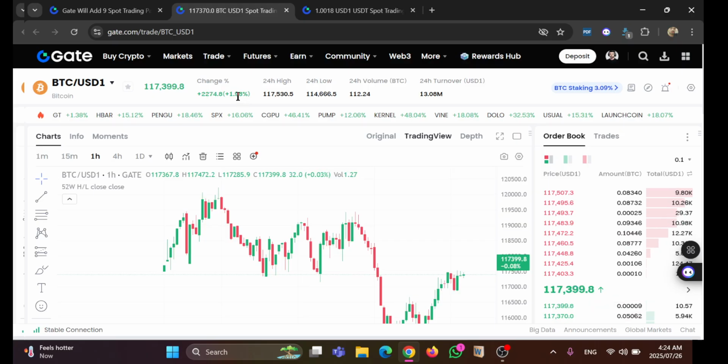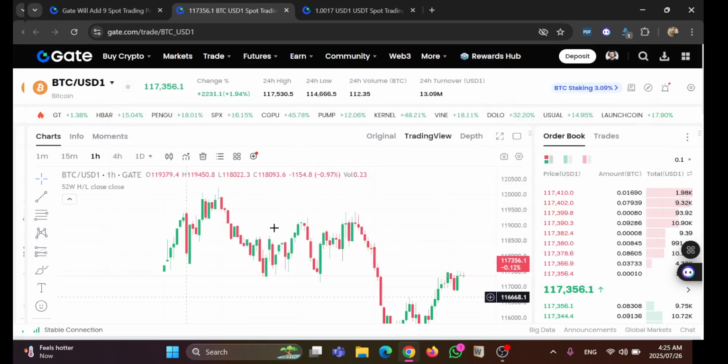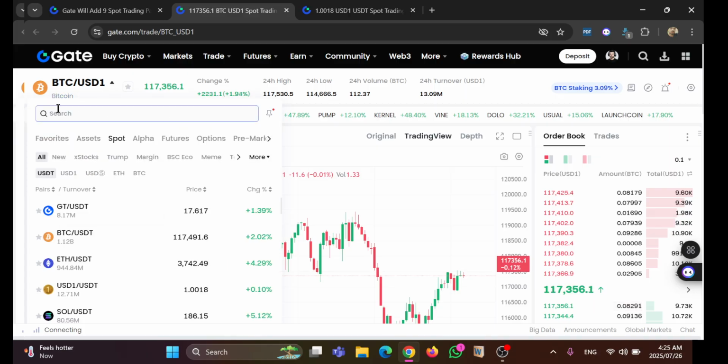In the last 24 hours, the highest market price of Bitcoin was 1,17,530 USD1, and in the last 24 hours, the lowest market price of Bitcoin was 1,14,666.5 USD1. In the last 24 hours, 112.35 Bitcoin has been traded, and 13.09 million USD1 has been traded on this Bitcoin.